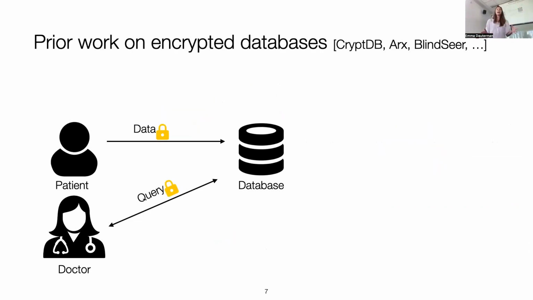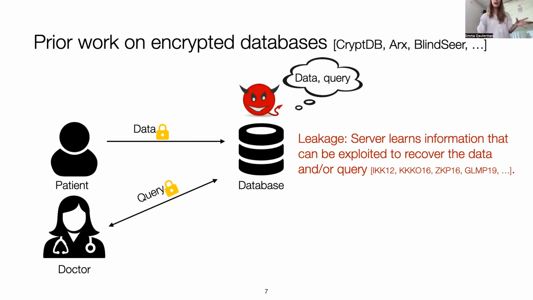So there's been a lot of prior work on encrypted databases, looking at how we can protect both the data contents as well as the query. One challenge with all of this prior work is that a lot of it has leakage. So there's some trade-off between the information that the attacker learns in order to achieve more efficiency. And this leakage can often be exploited to allow the attacker to recover the data and/or the query. There are a lot of these statistical attacks that can leverage this leakage to learn information that you'd like to keep private.